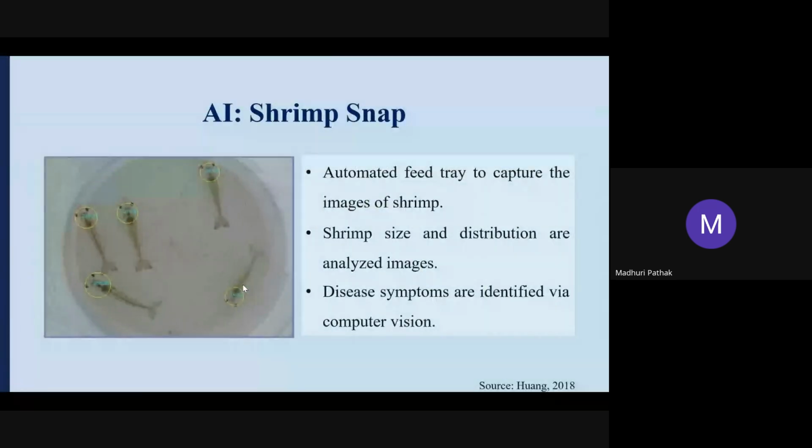This is an AI shrimp snap where automated feed trays capture the images of the shrimp. Shrimp size and distribution are analyzed from the images. Symptoms are identified via computer vision. Based on the size and the visual appearance of the shrimp, you can see if any disease symptoms are there or not.